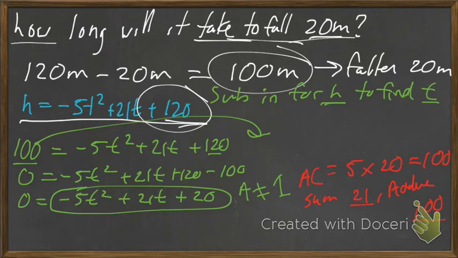I think I made a mistake. Oh, here it is. Okay. So it should be -100. There you go. That'll work out now. So we'll have positive 25, -4. Okay. If we write this out now, 0 is equal to -5t squared plus 25t subtract 4t plus 20. Now I've got two functions that I can factor.